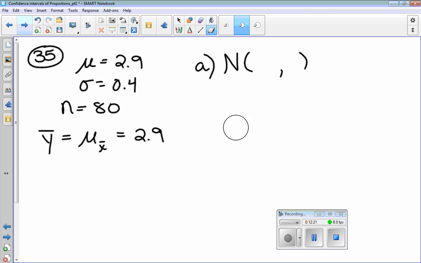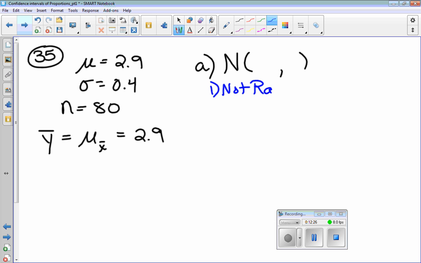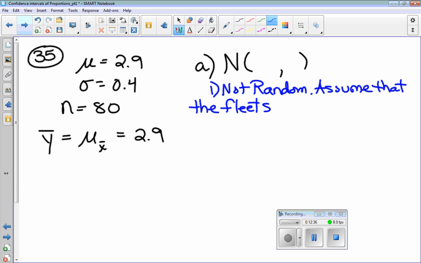Okay, let me write it this way. So we'll say not random, but what will we assume? We will assume that the fleet's 80 cars is representative. And what will it be representative of? Well, all the cars, okay? So that's what we have to think about, okay?